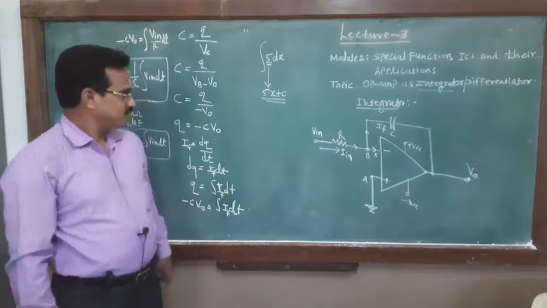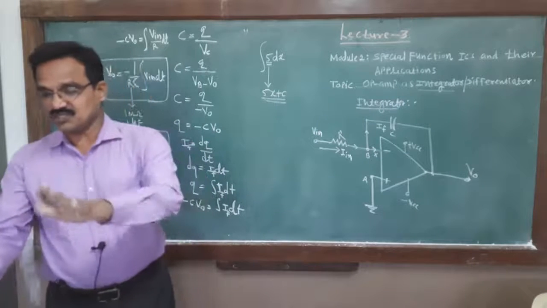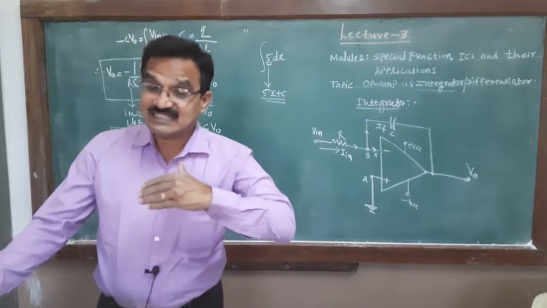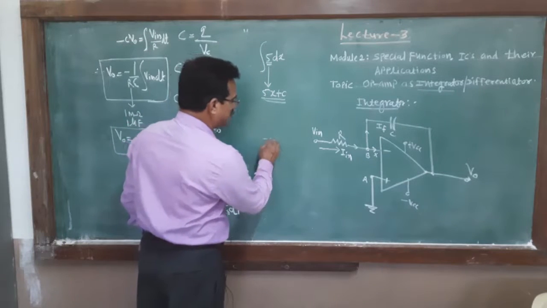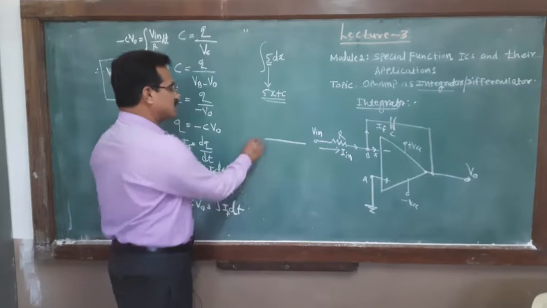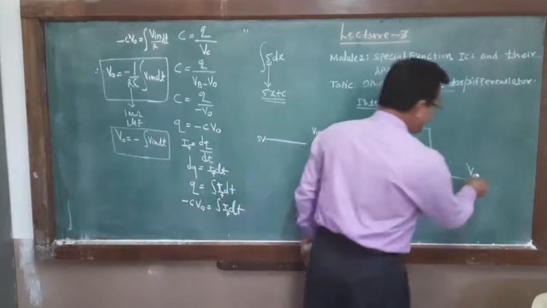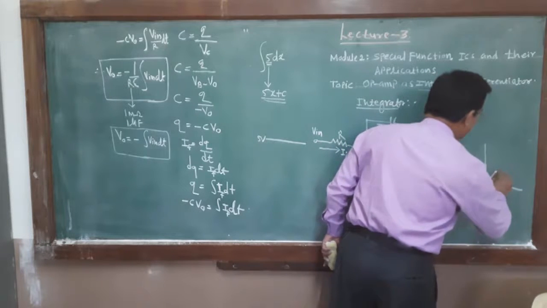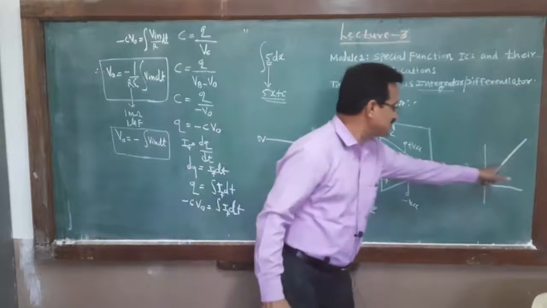It means that when the input is constant, the output increases linearly with time. Suppose the input is a constant, say 5 volt. Then what is the output? The output is a constantly increasing output in this manner, because this is the equation of a straight line.